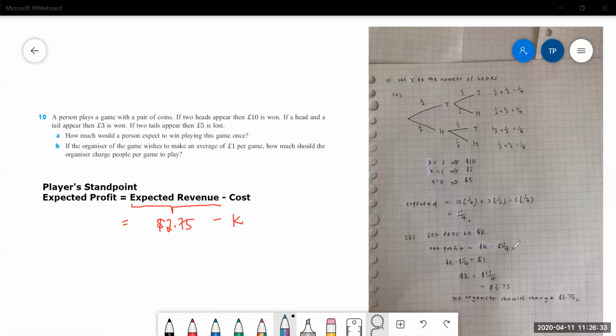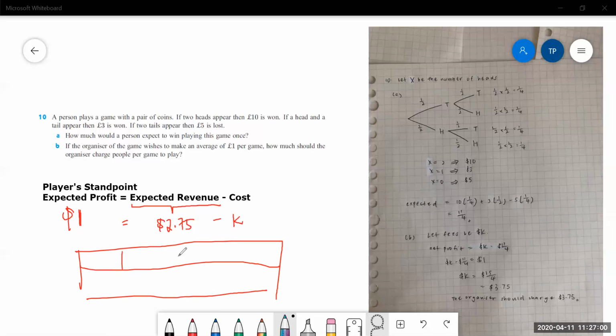How much should the organizer charge? We want to make an average. So now we want the organizer to make $1. If the organizer wants to make $1, so the expected revenue could be, if we had the chart back, right, it would be -10, -3, and 5. So this will be 1/4, 1/4, and 1/2 again.